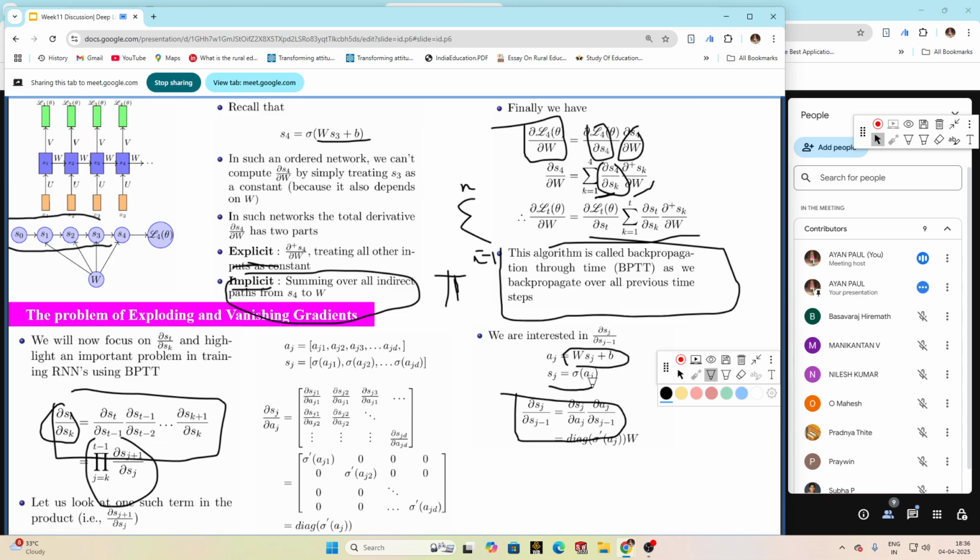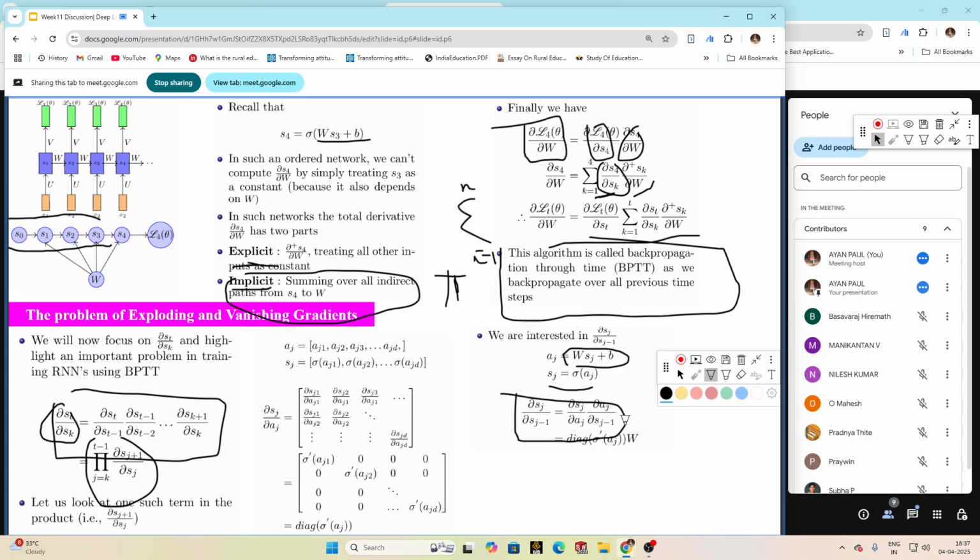Now what will be your sj? Sj is nothing but just the sigma of whatever is in the aj. That means whatever you calculate in s1, just put the sigmoid function and you will get the output of this hidden state. Okay, so we have these two things. Now to break this, we can write like this, del sj by del aj into del aj by del sj minus 1.